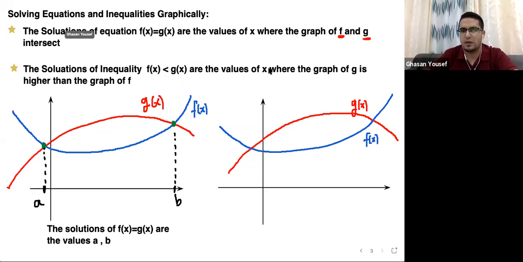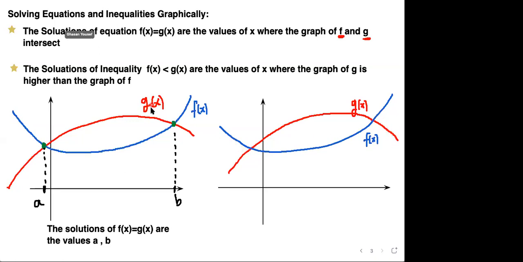This means we look into the x value where the graph of g is higher than the graph of f. If we look into both curves, the graph of g, the red one, will be above or higher than the graph of f, the blue one. Starting from this point, all these values, the red one is above the blue one, until this point. Then the red one is below the blue one.